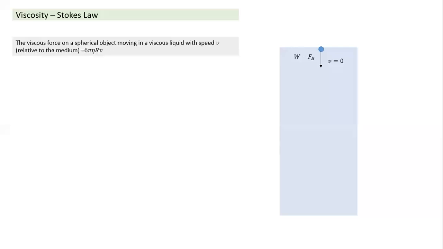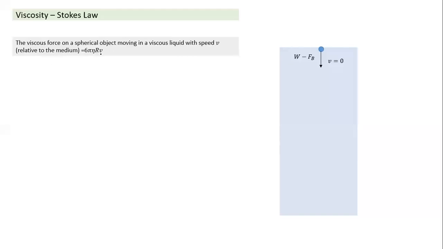Okay, next up, one more application of viscosity is Stokes law. First of all, what does Stokes law give you? Stokes law tells you the frictional force, which in the case of liquid we call viscous force. This is only for a spherical object moving in a viscous liquid, and the force which will act on the object depends on velocity. If it is moving with velocity v relative to the medium, the force is 6 pi eta r v.